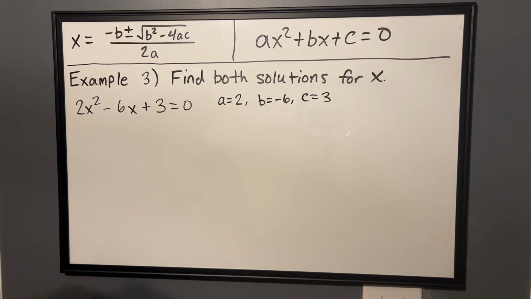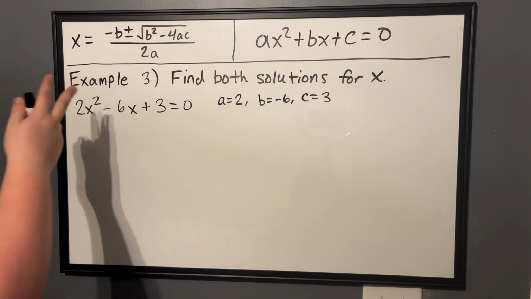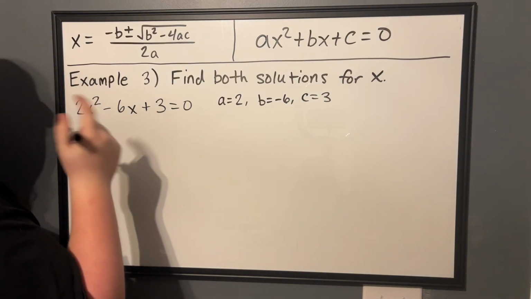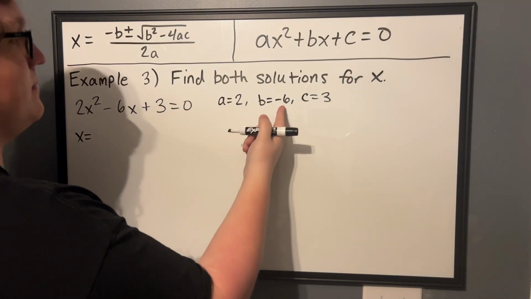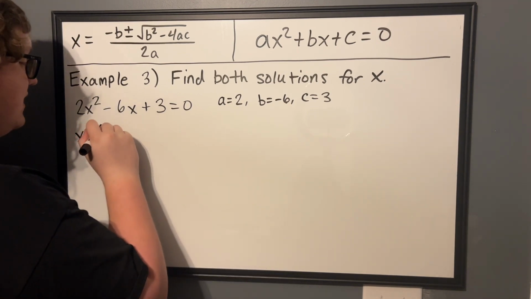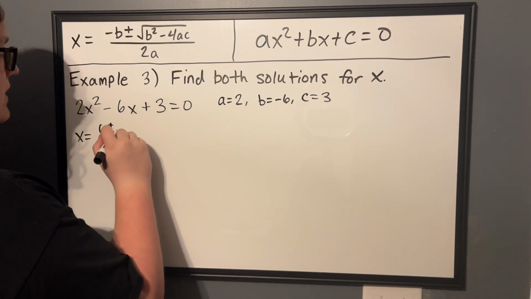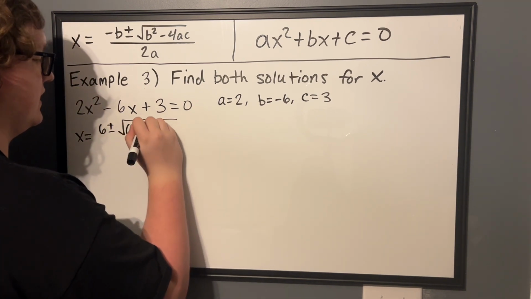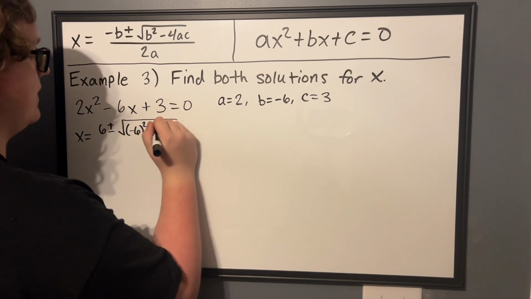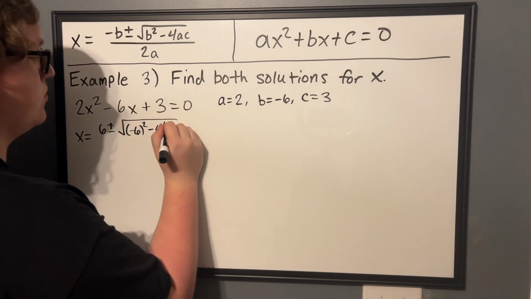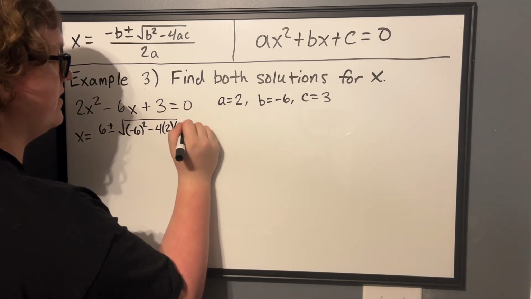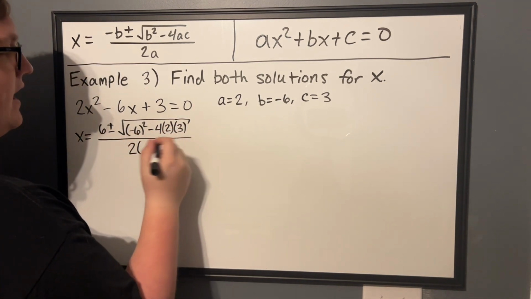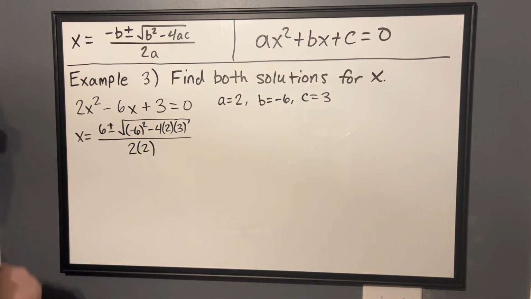So now that we have a, b, and c, this is fairly systematic, right? We can go ahead and just plug right into this equation. So we have x is equal to negative b. Well, remember, the same thing as last time. -6 is a positive 6. Then we'll have that plus or minus the square root. B squared is going to be, of course, -6 squared, minus 4 times a, which is 2, times c, which is 3. And all of that is going to be over 2a. And remember, a was 2. So we have 2 times 2.